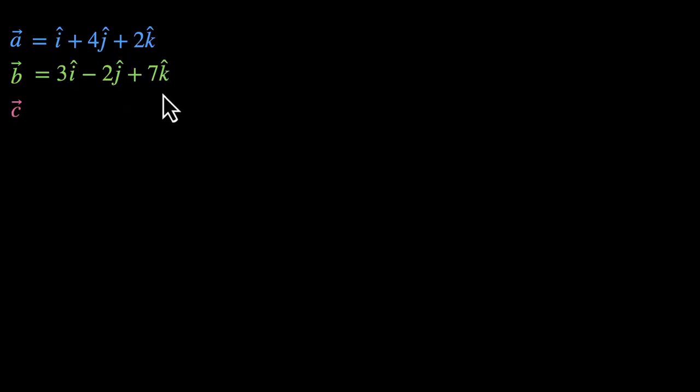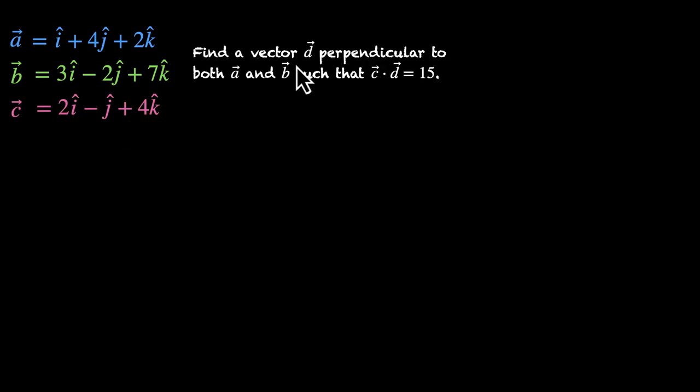One last problem. a vector is i plus 4j plus 2k, b vector is 3i minus 2j plus 7k, and c vector is 2i minus j plus 4k. And what do we need? We need to find a vector d perpendicular to both a and b such that c dot d is equal to 15. This involves a few more steps. So pause the video, try this on your own.